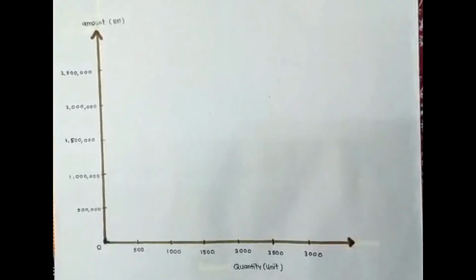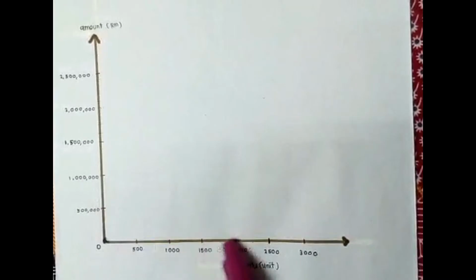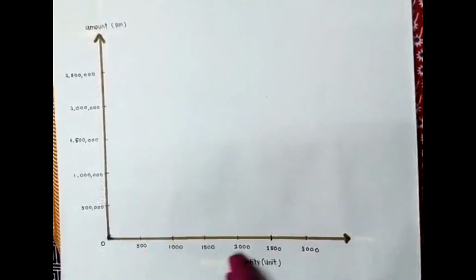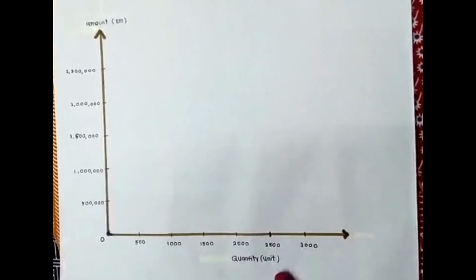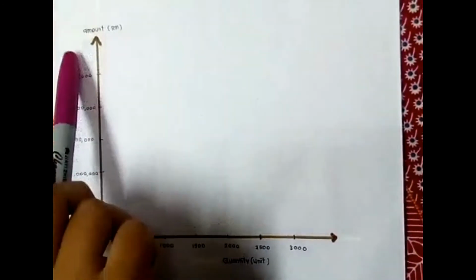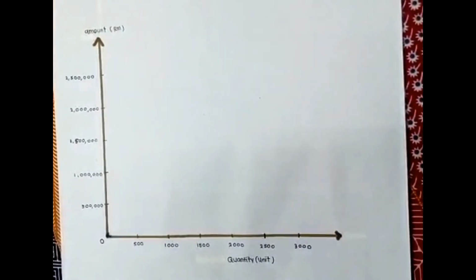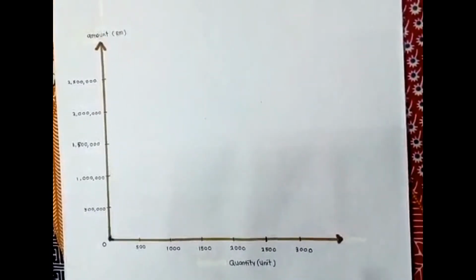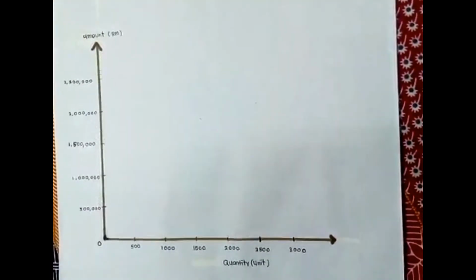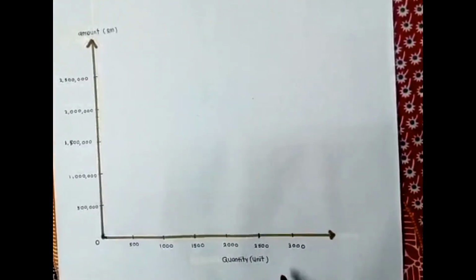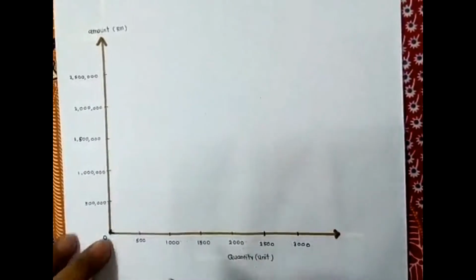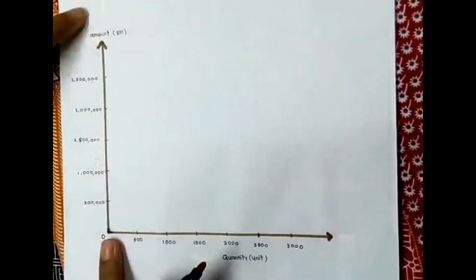The first step, we have to draw the x-axis and y-axis. The x-axis represents quantity in units, while the y-axis represents amount in RM. Next step is, we have to draw the sales line. When the quantity of units sold is zero, the amount also will be zero. So the point is here.